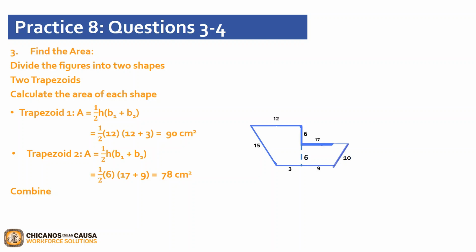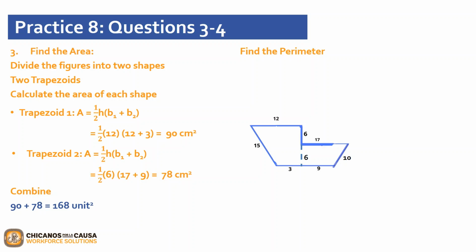Now let's combine them. 90 plus 78 equals 168 squared centimeters. Perfect. I hope you got this correct. If not, you can go through it again one more time. Use your formulas in the book.